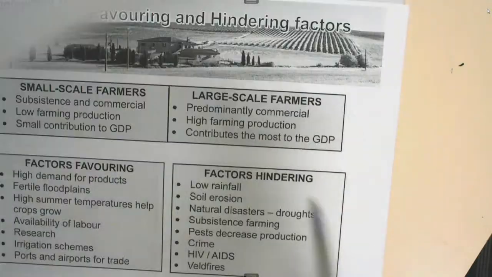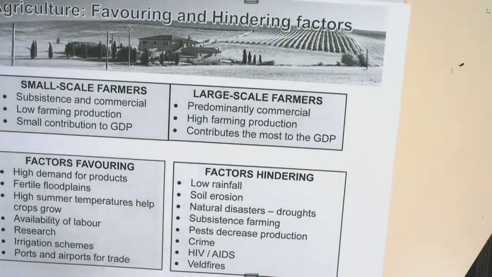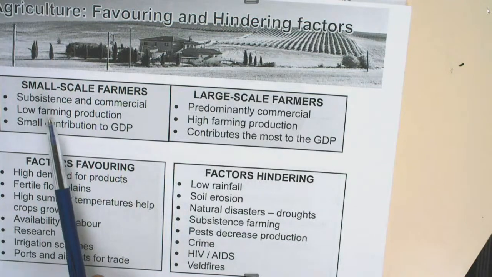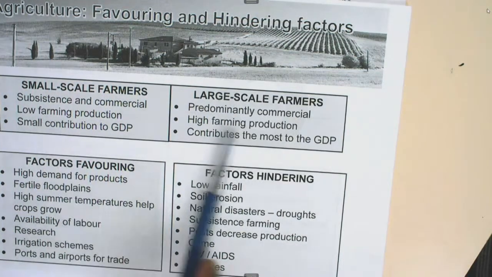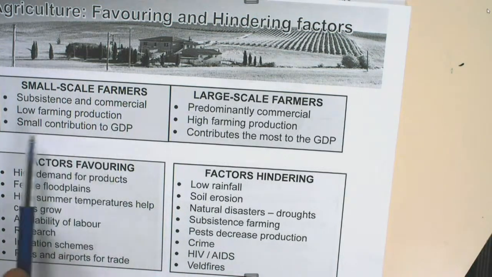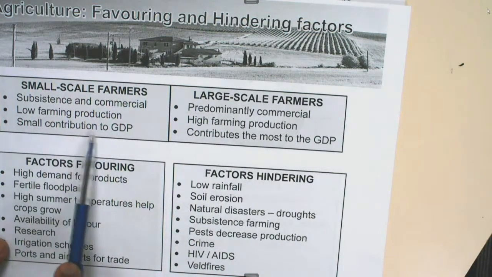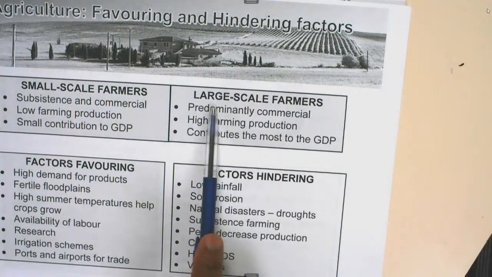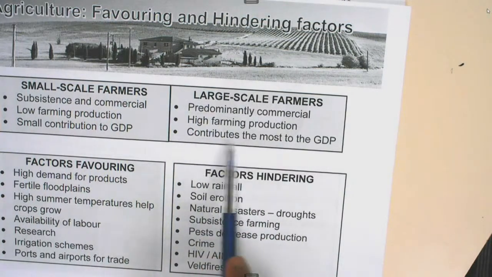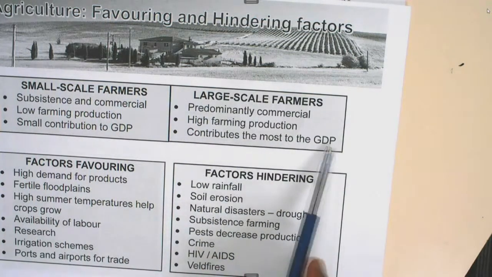So now, agriculture, the factors favoring and hindering agriculture. Be able to differentiate between different types of farmers. Small scale farmers, subsistence and commercial: low farming production, small contribution to GDP. Whereas large scale farmers are predominantly commercial, with high farming production, and contribute the most to the GDP.